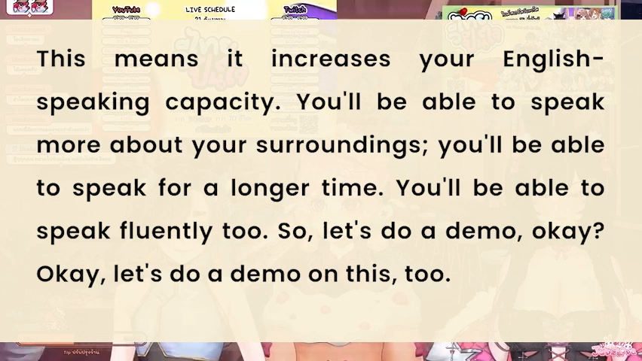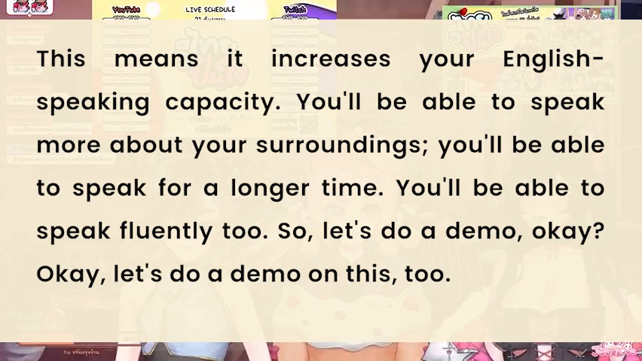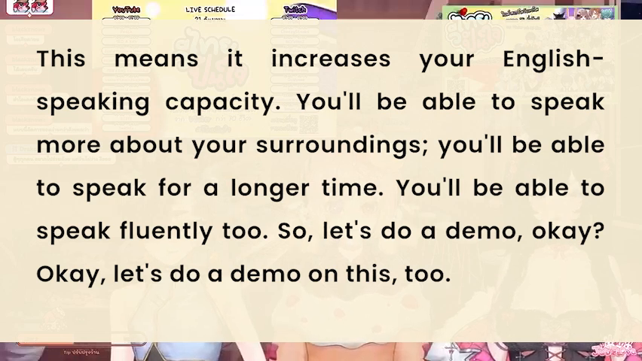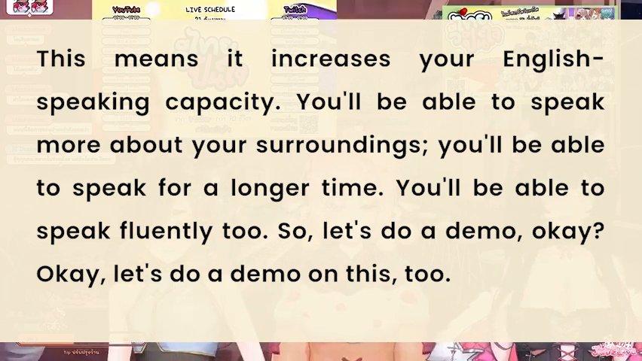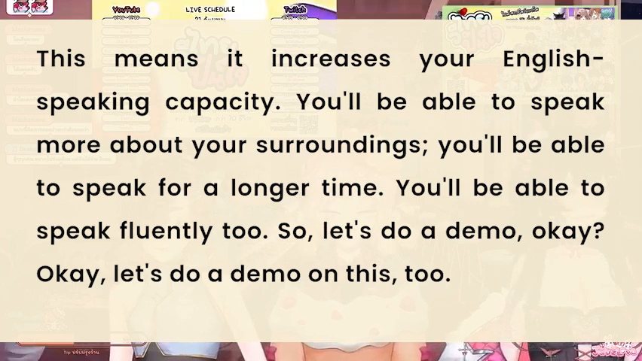This means it increases your English-speaking capacity. You'll be able to speak more about your surroundings. You'll be able to speak for a longer time. You'll be able to speak fluently, too. So, let's do a demo, okay? Let's do a demo on this, too.